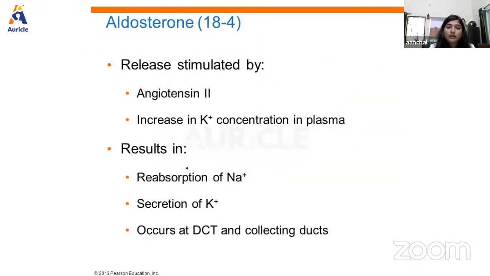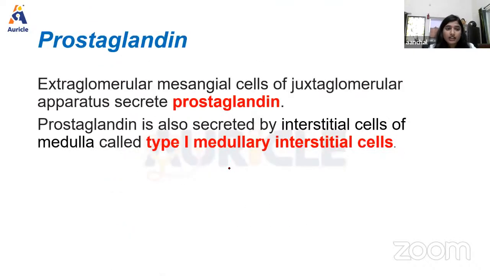Now, one more thing as we have discussed: aldosterone is secreted by the stimulating activity of angiotensin 2, which increases potassium concentration in plasma and also causes reabsorption of sodium and secretion of potassium, occurring at the DCT and collecting ducts, right?